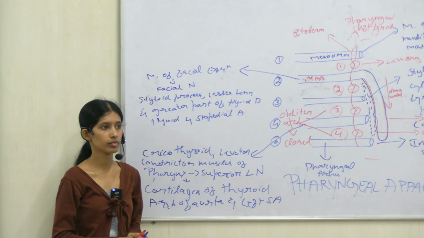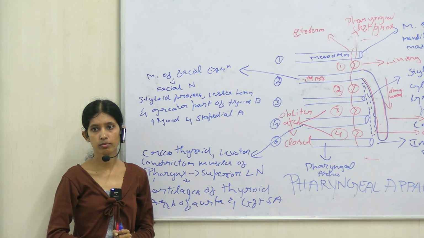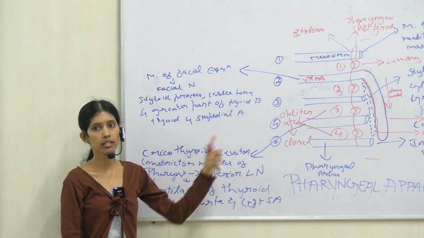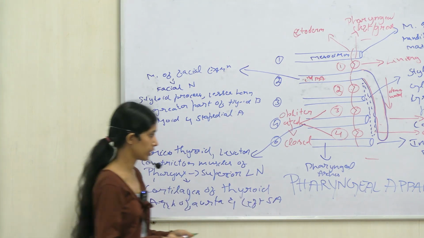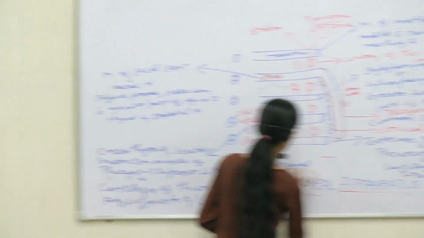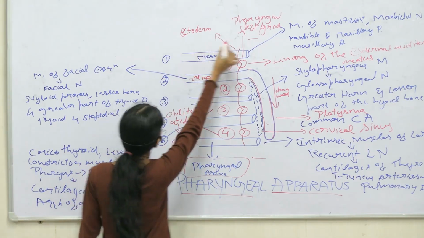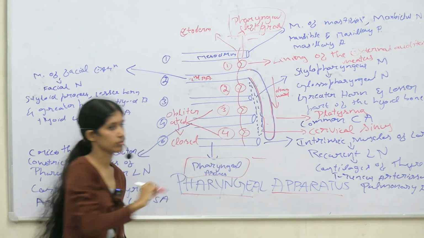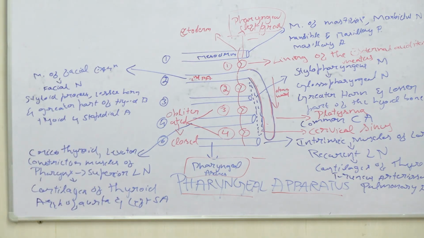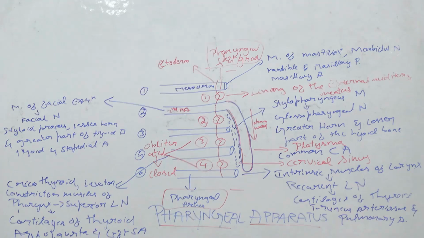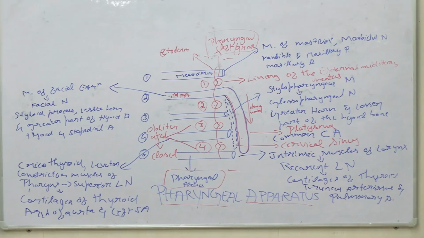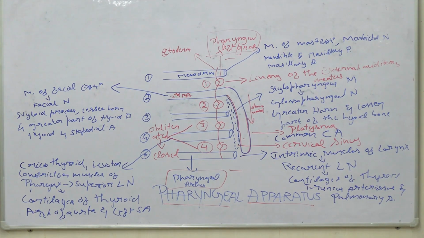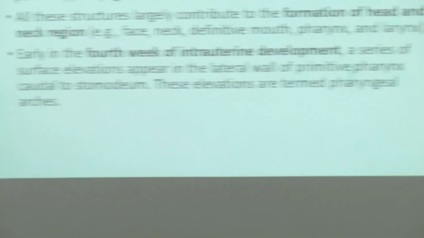Any doubts? Any doubts in this? So this is all about the ectodermal derivatives of your pharyngeal apparatus. Any doubts in the formation of pharyngeal arch or pharyngeal cleft? No doubts? Any doubts in the derivatives of mesoderm and ectoderm? No doubts? Okay.